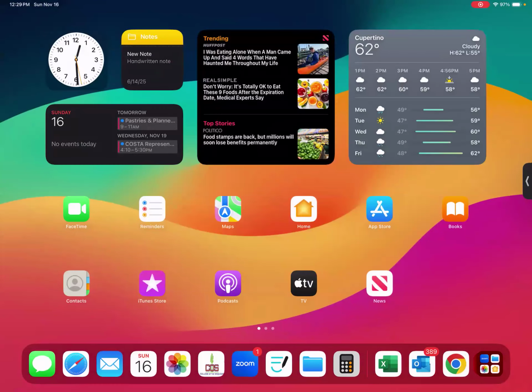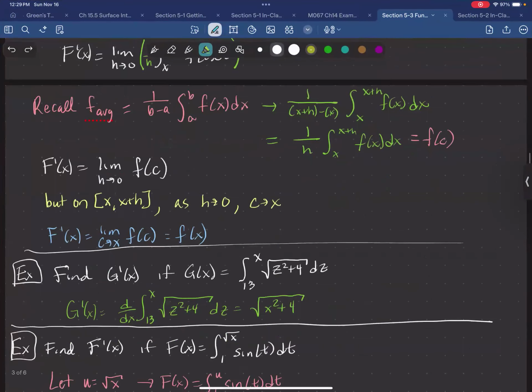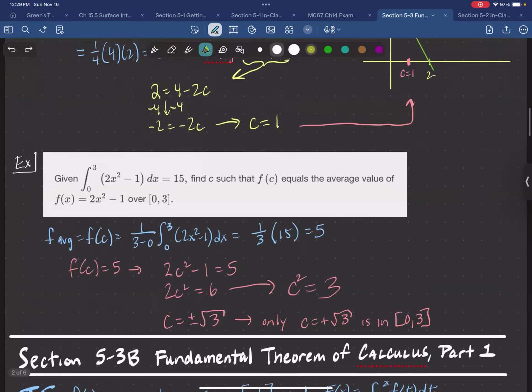Hey there, minions. Let's get back to work. Whoa, just got a big scroll going on.